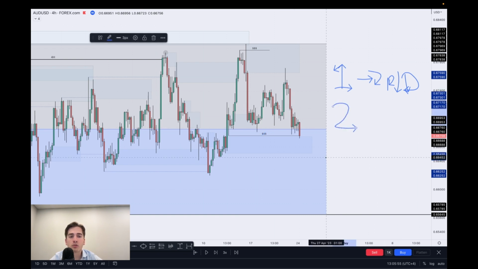Now, number two, what is number two? Number two is that we have a fresh area of demand. So that's additional confirmation that we can look for those potential longs up in towards the highs. So S/D. Confluence number 3, that is liquidity. Let me just write down the L.